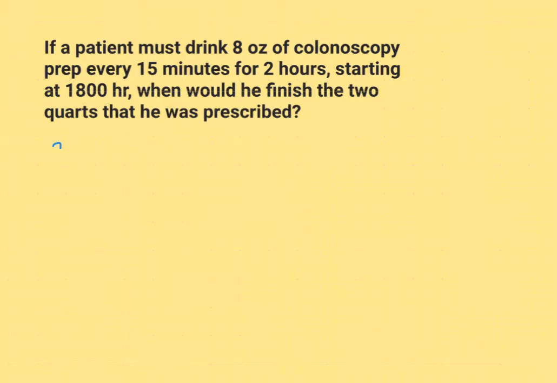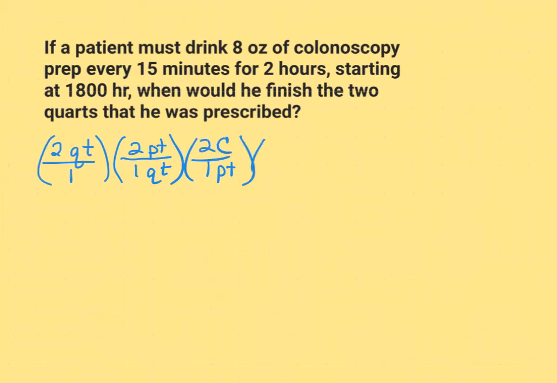Okay, what was he prescribed? 2 quarts. That's where we will start. Let's see, we need to get to ounces. So let's do 1 quart equals 2 pints, and 1 pint equals 2 cups, and 1 cup equals 8 ounces. And let's see, 8 ounces was a dose, right? So 8 ounces under 1 dose.